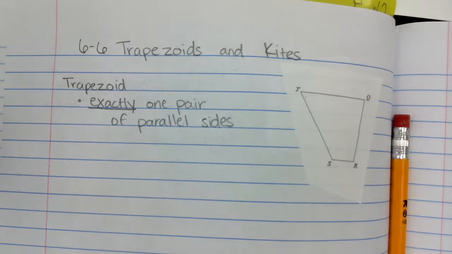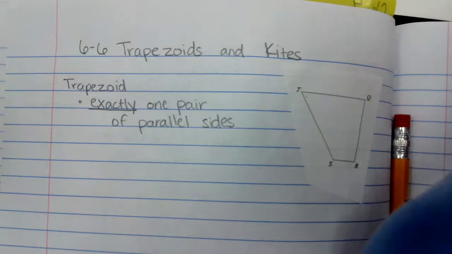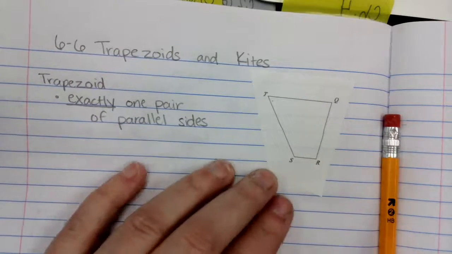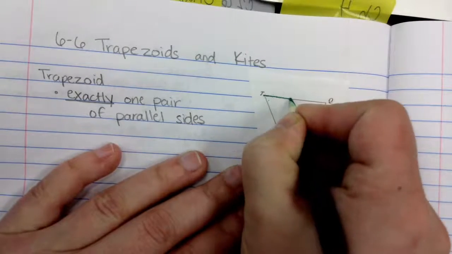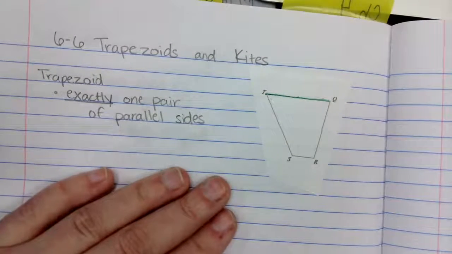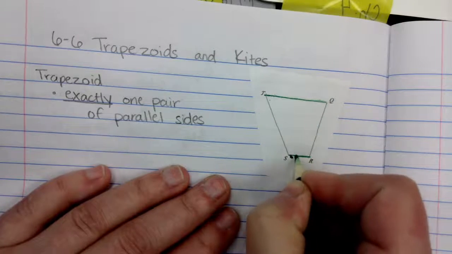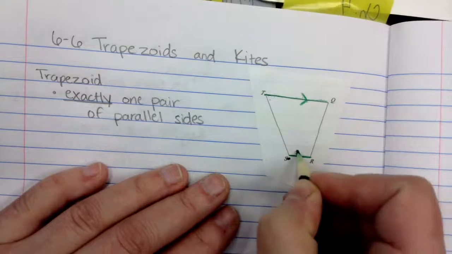Okay, so in this diagram, which sides are parallel? The top and bottom. What do we call the top part? TQ is going to be parallel to SR. And we can show those with those little parallel arrows.